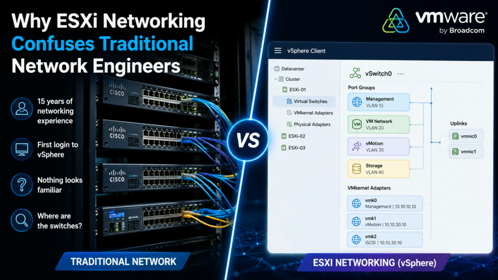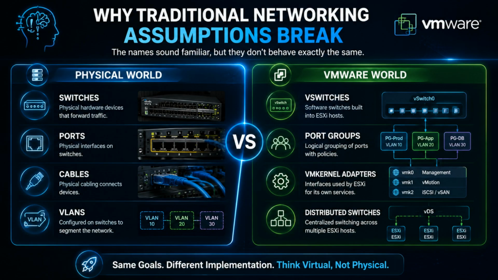The first reason VMware networking feels confusing is because traditional networking assumptions no longer apply. What if everything you know about networking is still correct, but implemented differently? In the physical world, networking revolves around switches, ports, cables, and VLANs. Inside VMware, you see vSwitches, port groups, vMkernel adapters, and distributed switches.